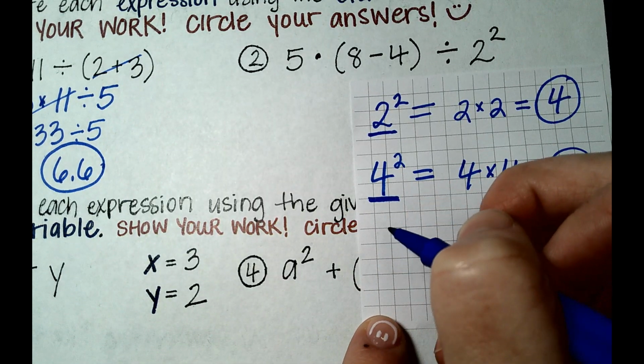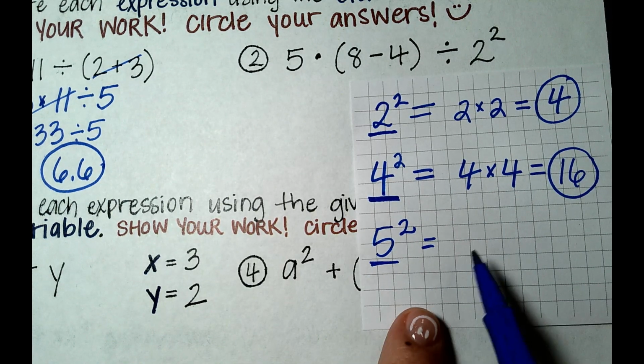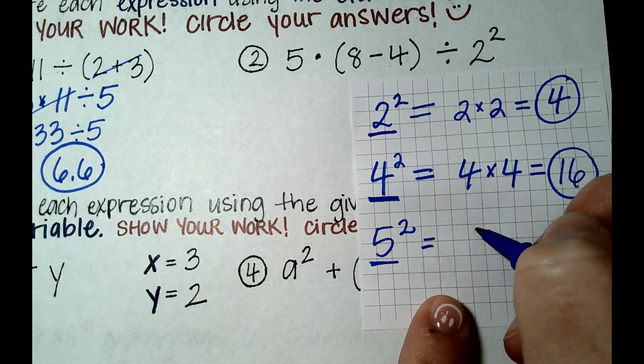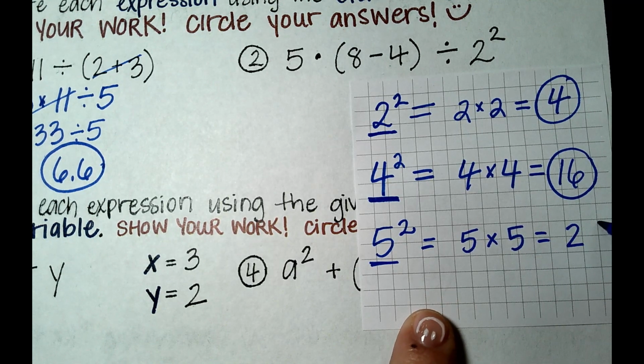Okay, one more just to make sure it sticks. How about 5 squared? 5 times 5, 25. Yes. 5 times 5, and you're correct. That is 25.